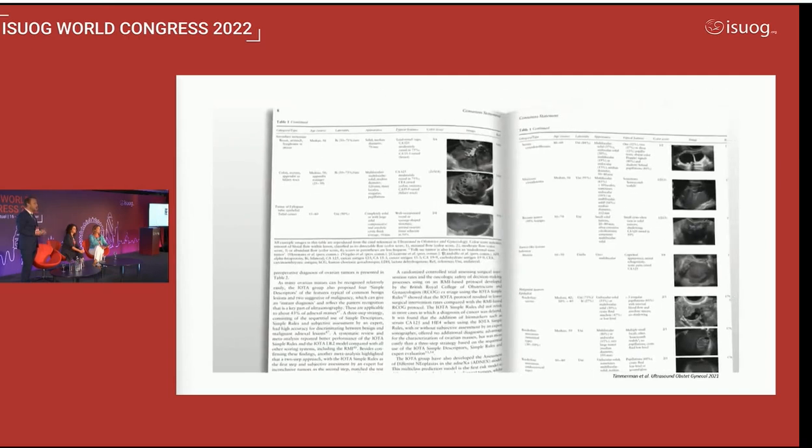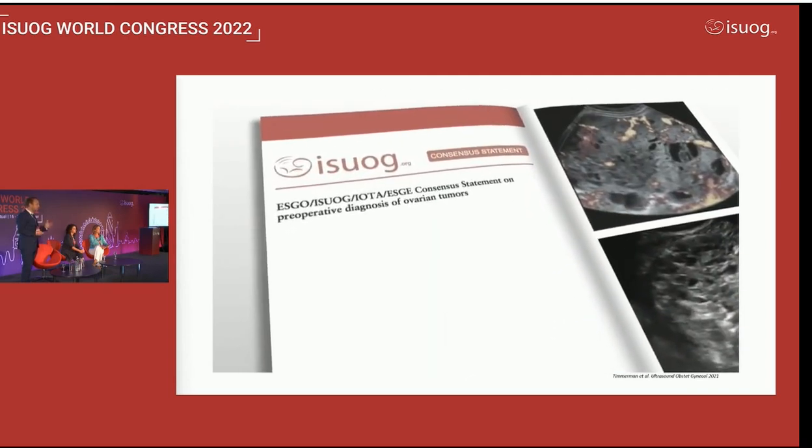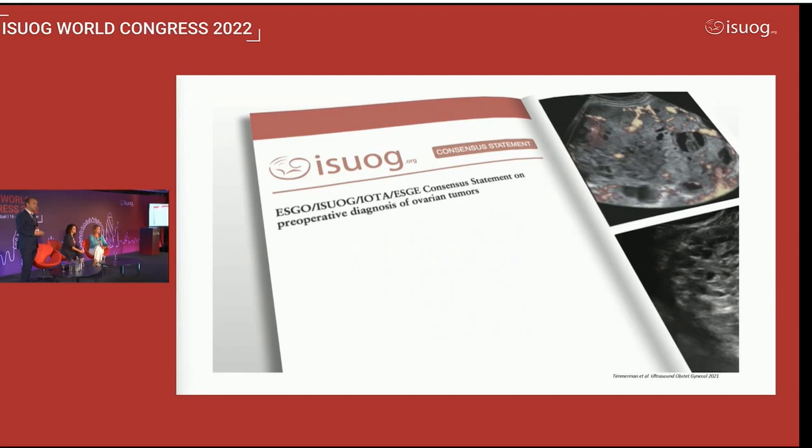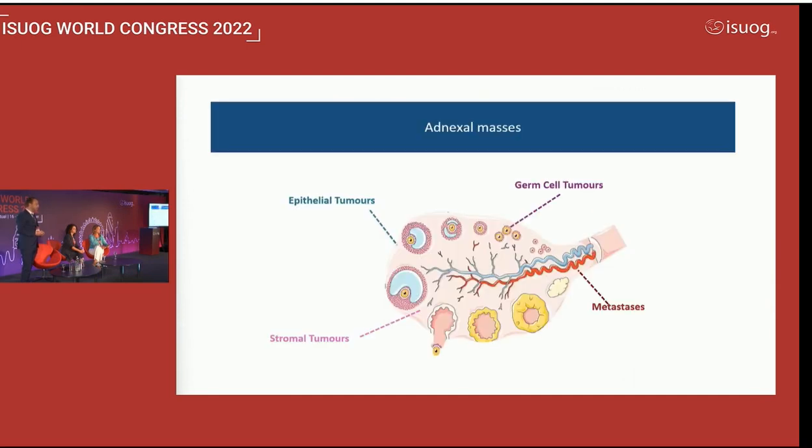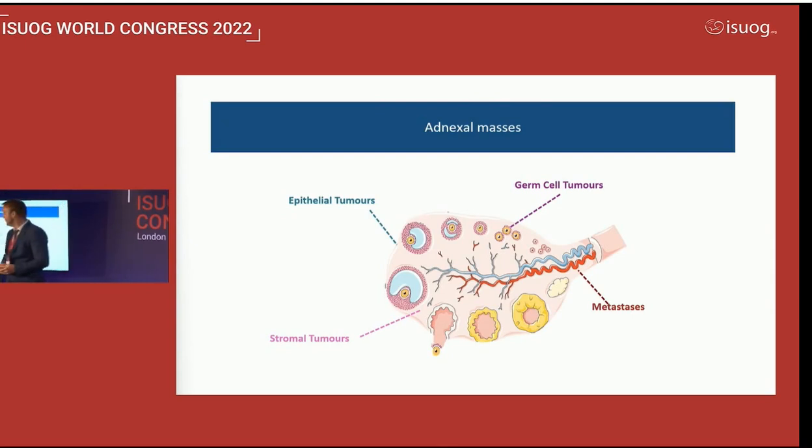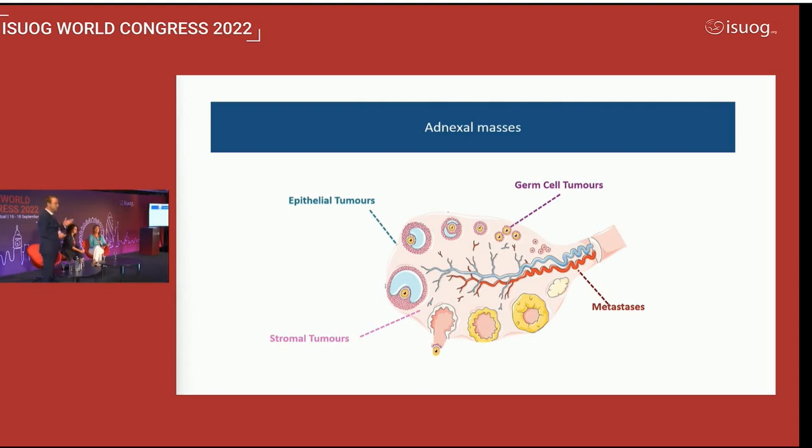And in this consensus guideline, you will also find a very clear summary of the most typical features of different adnexal pathologies. But to make it a little bit easier for today's session, we will focus on two types of adnexal masses. We will talk about some germ cell tumors. We will talk about two of them. And also we will talk about two types of stromal tumors.